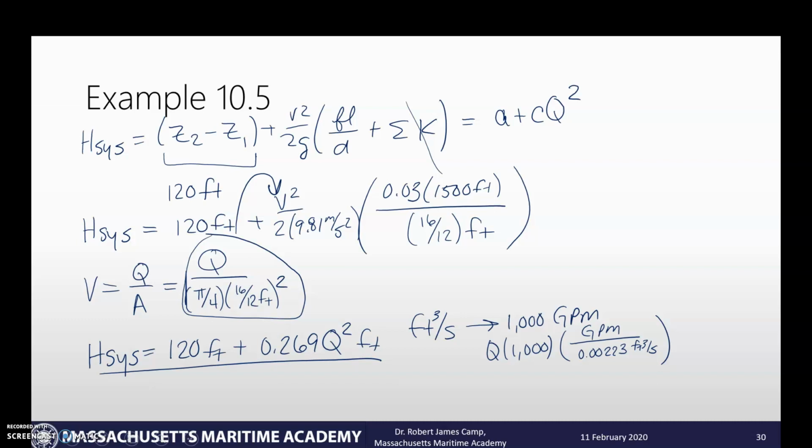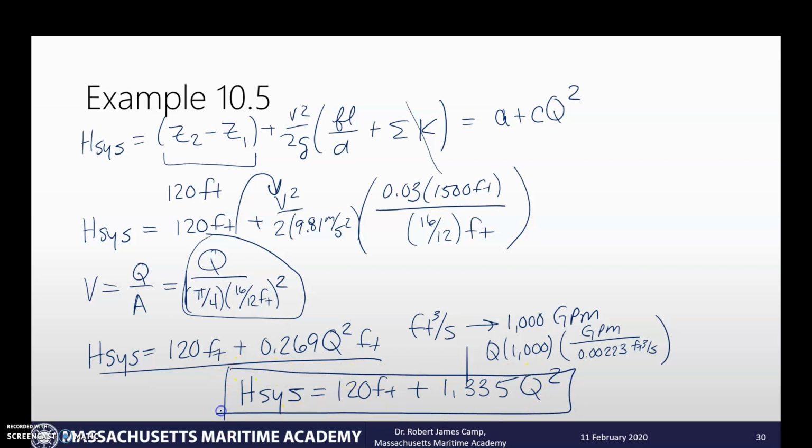And so now if we multiply all that through, our system curve is going to be 120 feet plus, now all of this goes in here, gets squared, 1.335 Q squared. So this is our system curve. And we're using the same units as our pump curve to make it easier to match them up.